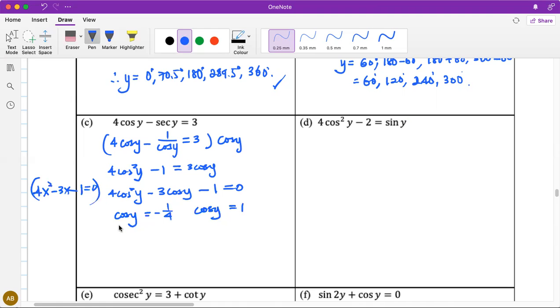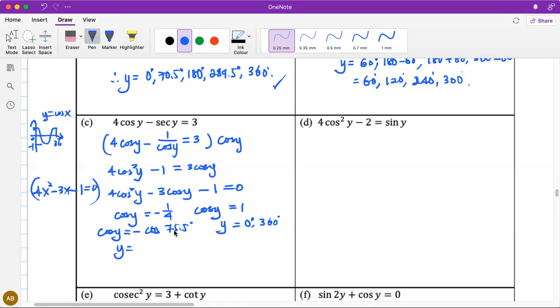So cos y equals to negative 1 over 4, that is negative cos 75.5 degree, and then cos y equals 1, this is special angle, so y is 0 and then 360 only. Okay, so the graph, cos graph will be like this. So it's 0 and 360 is 1, right? Then 180 is negative 1. This is y equal to cos x. Okay, then I want to find y. Okay, this one is 0.